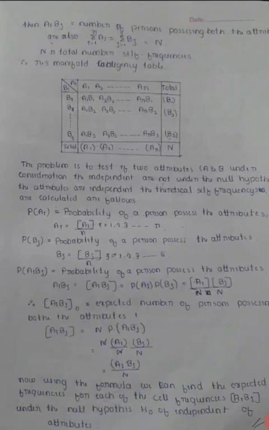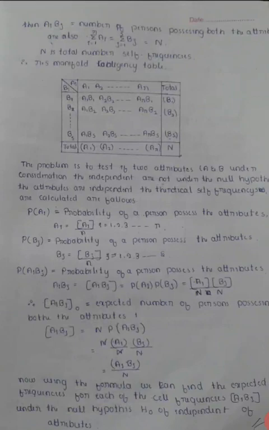persons possessing both the attributes. Also, summation i is equal to 1 to r of Ai is equal to summation j is equal to 1 to s of Bj, that is nothing but capital N. Capital N is the total number of frequencies. Therefore, r into s manifold contingency table. The table is given below.